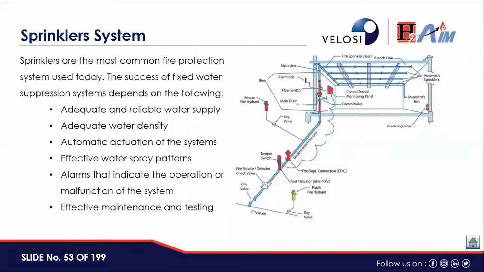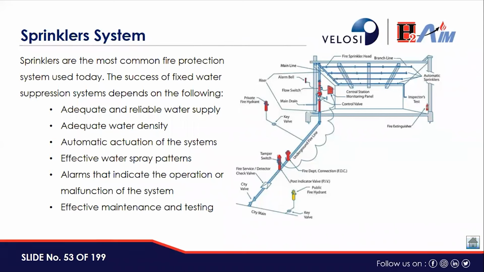So there are 4 basic types of sprinkler systems. They are wet pipe, dry pipe, pre-action, and deluge. Wet pipe is the most common and least complicated of all sprinkler systems, where all the pipes are normally full of water. That's why it is known as wet pipe.